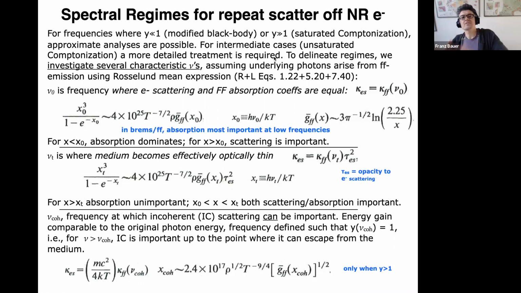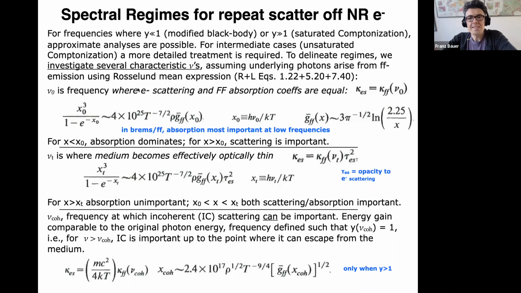or delineate the regimes where we might expect inverse Compton versus regular scattering versus no scattering at all, by highlighting a few characteristic frequencies. Here we'll assume that the input spectrum of the photon is from free-free emission, using a Rybicki-Lightman expression. And so we have a distribution which has the optically thick component, the optically thin component that's flat, and then the cutoff.